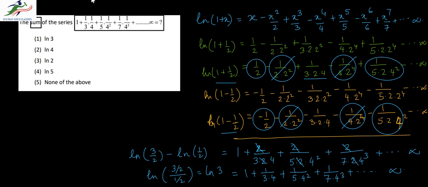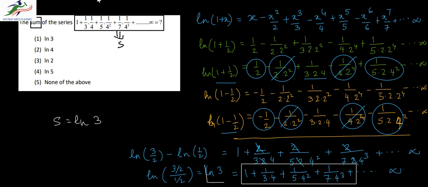And this is the series that has been given to us. So we can straight away write that S, which is the series given to us, is equal to ln 3. So therefore, option 1 is the correct choice.